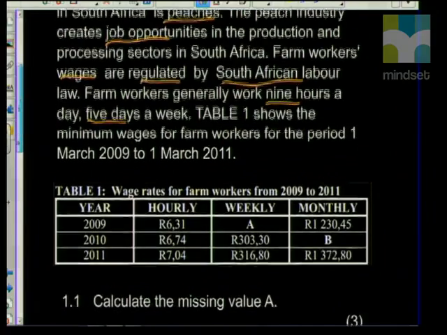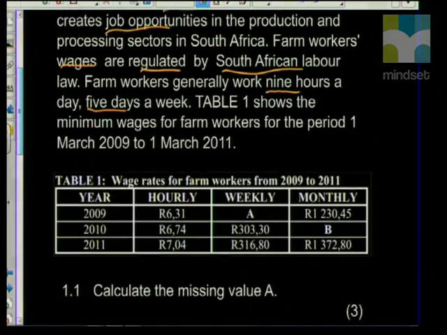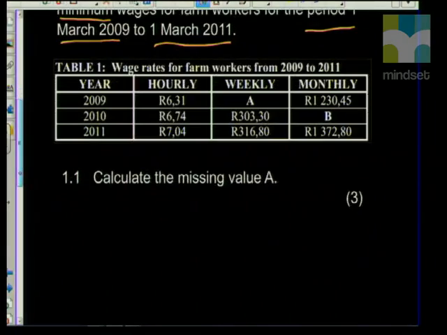Table 1 below shows us the minimum wages for farm workers for the period the 1st of March 2009 to the 1st of March 2011. And there you can see the year is given in the table, then the hourly rate, then the weekly rate, and then the monthly rate. Now, this should not be a difficult exercise to absorb and to take a careful look at what's been given. Simple table categorizing information, but there's a bit of missing information.